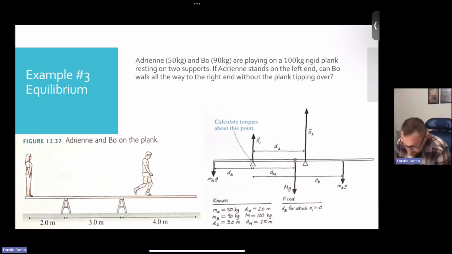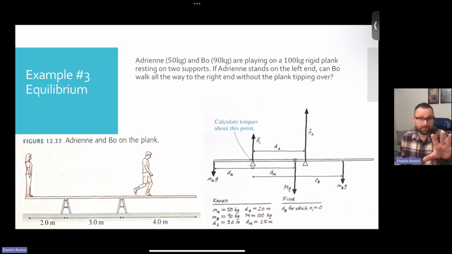Okay, so Adrian, who's 50 kilograms, and Bo, who is 90 kilograms, are playing on a 100 kilogram rigid plank resting on 2 supports. If Adrian stands on the left end, can Bo walk all the way over to the right end without the plank tipping over? So the idea here is if we can sum up all the torques and it equals 0, perfect. He's going to be able to walk over to the other end. But if we sum up the torques and they don't equal 0, it's going to tip.